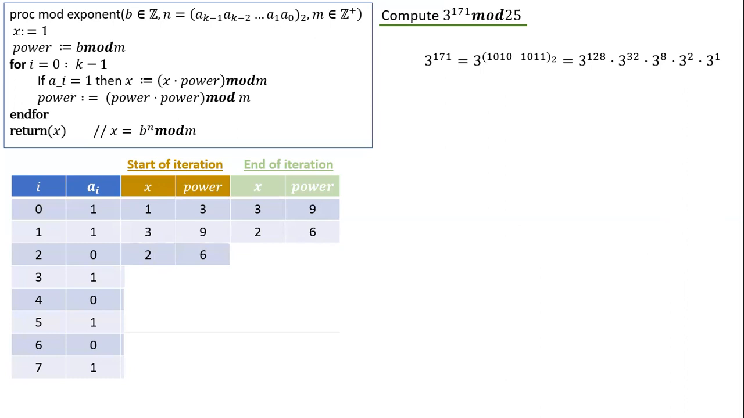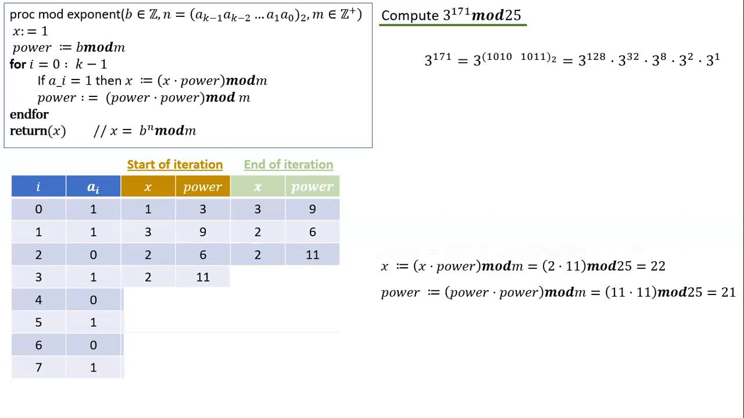However, this time a sub i, a sub 2 in this case, is 0. So I do not trigger the if statement. I just need to increment the power. 6 times 6 mod 25 is 11. Next iteration, a sub i is 1, so I need to recalculate my x, and I need to increment power.